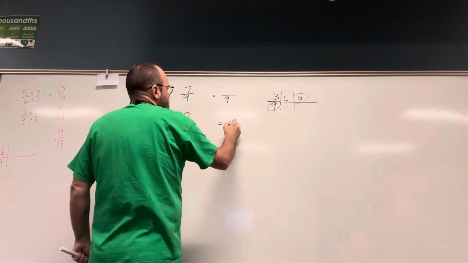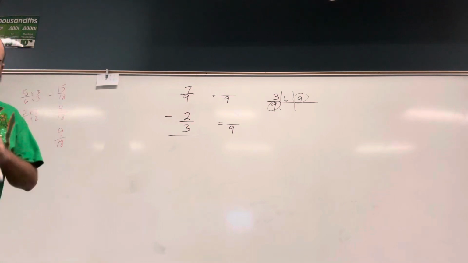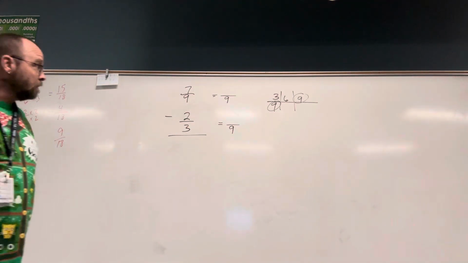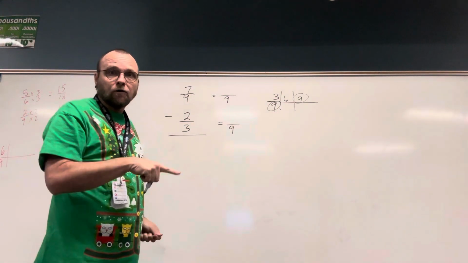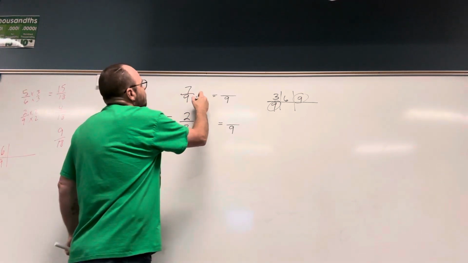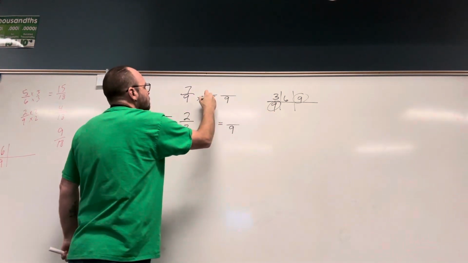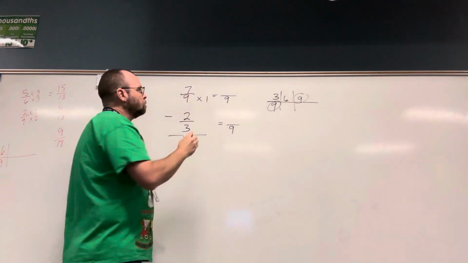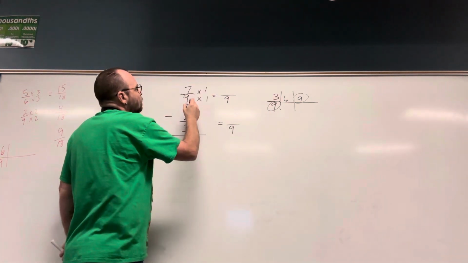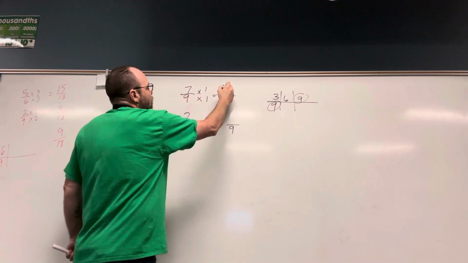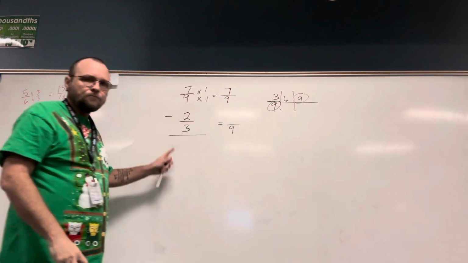Since I don't want to change the value of any fraction, I just want to change the way it's written, I have to multiply the numerator and denominator by the same thing. 9 times what equals 9? Well, 9 times 1. If I multiply my denominator by 1, I must also multiply my numerator by 1. 7 times 1 is 7.